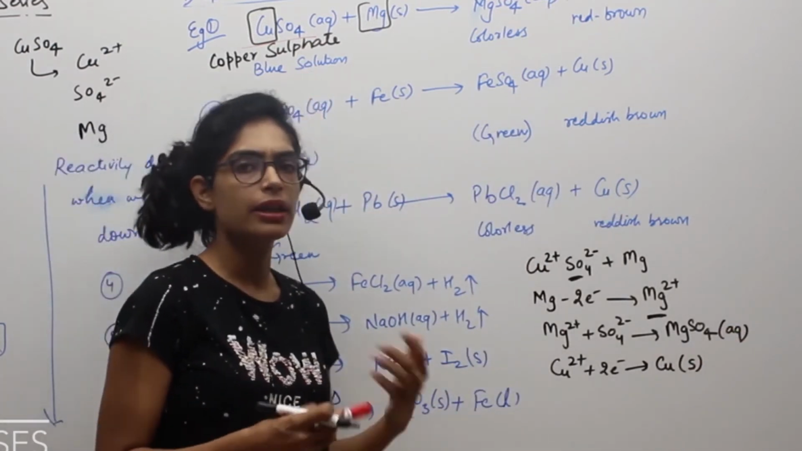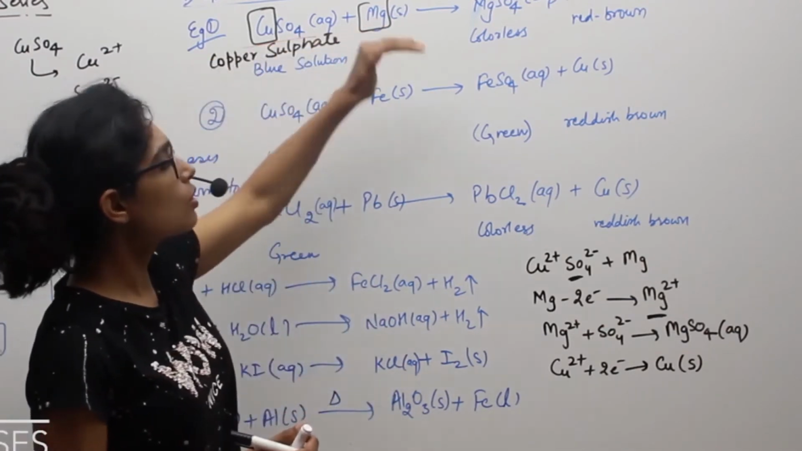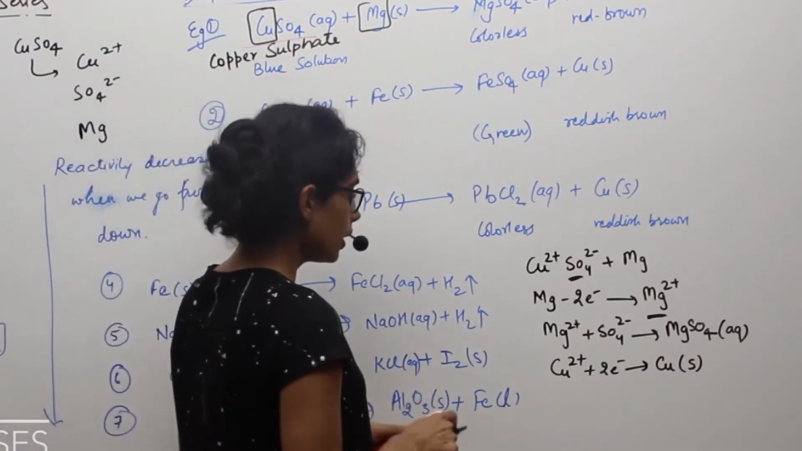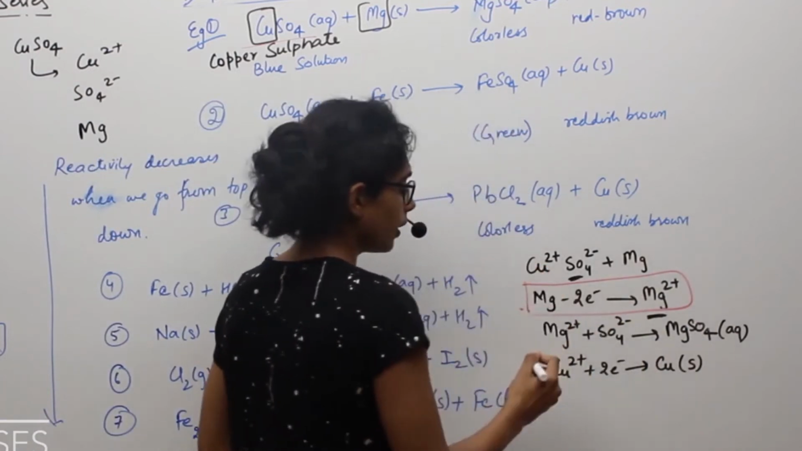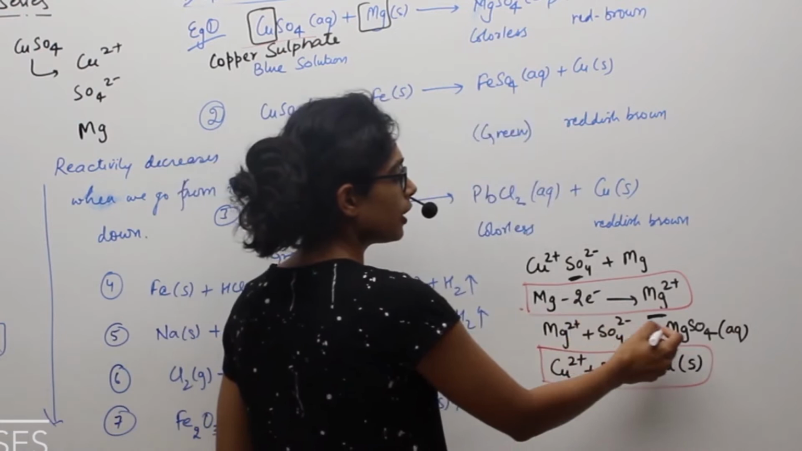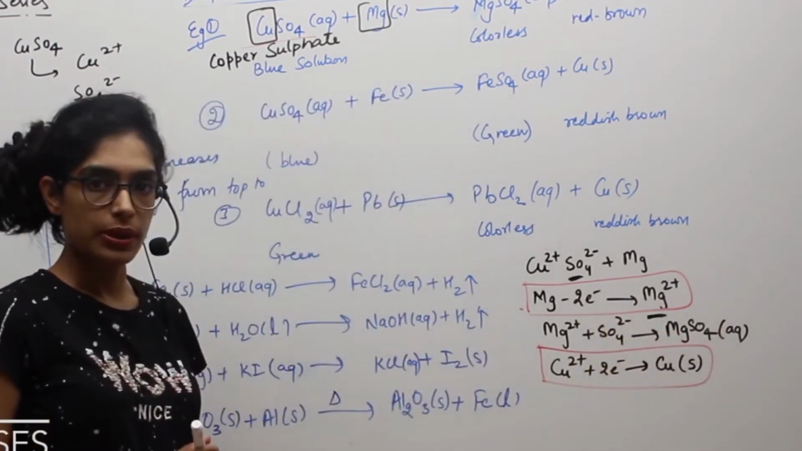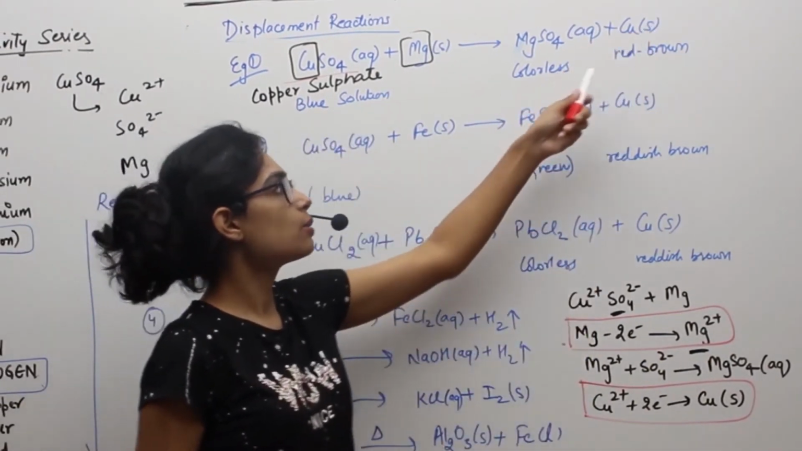They sometimes ask, write the ionic reaction of it. So ionic reaction is nothing else but breaking down the species into respective ions and seeing what is gaining electrons and what is losing electrons. So here your magnesium is losing electrons, whereas your copper is gaining electrons, and then magnesium and sulfate ion reacted together to form MgSO4 aqueous. Okay, and the other metal is coming out as solid, and that is reddish brown granules.